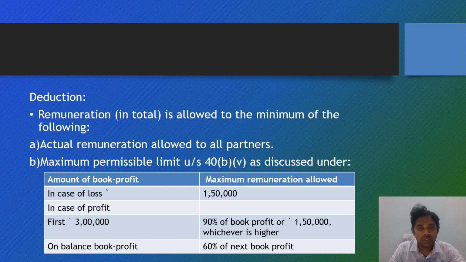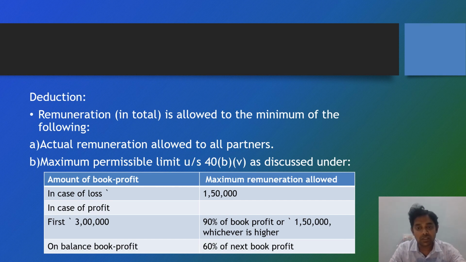Deduction. Remuneration in total is allowed to the minimum of the following: actual remuneration allowed to all partners, and maximum permissible limit under section 40b clause 5 as discussed under. Amount of book profit. What is this book profit? I will discuss later in the next slide.